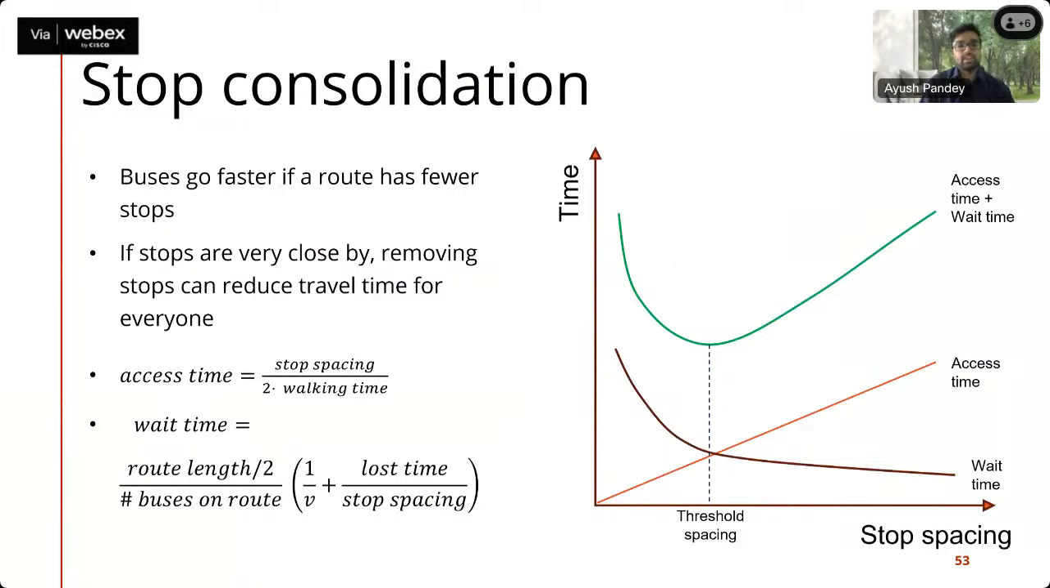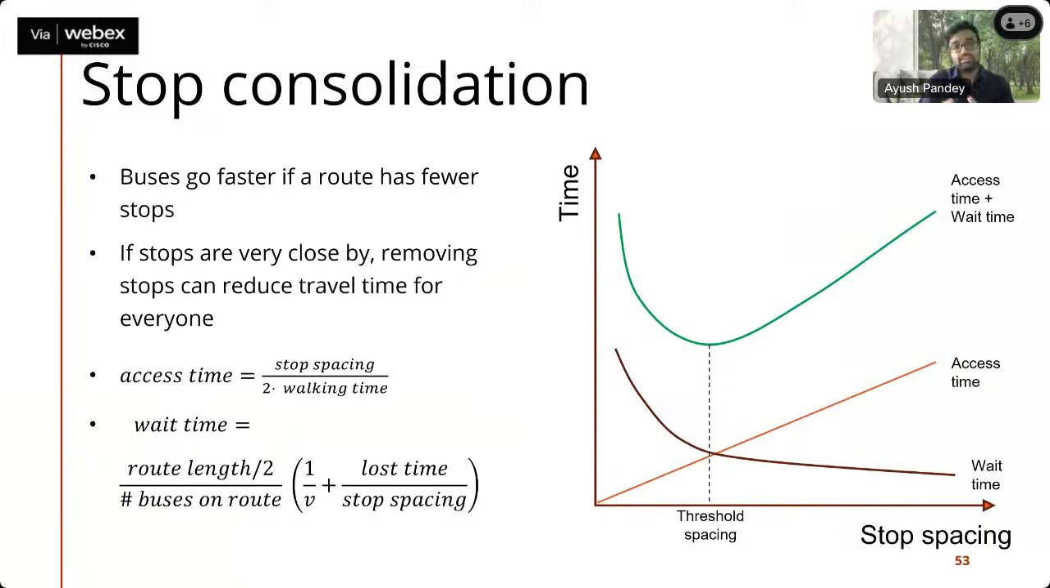Another effect it has is on stop consolidation when you have endogenous headways. So if you have, say, a small agency, you are not running a lot of buses, removing stops is going to mean that your buses can go much faster now. And if they go so much faster that your headways reduce by a lot, and the total access time is not increasing by that much, then travel time can reduce for everyone.